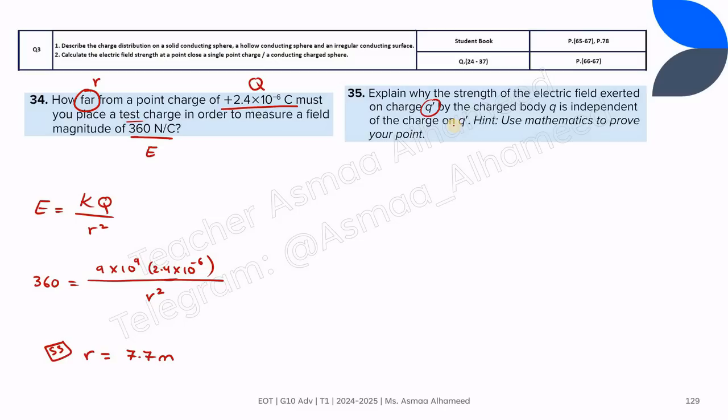Explain why the strength of the electric field exerted on a charge Q by the charged body Q is independent of the charge on Q dash. Use the mathematics to prove your point. So here we are talking about the source Q and the small test charge Q dash, and why does it not affect the other one? Because when you calculate E here, we are calculating from the source charge, which is basically Q, or we can say capital Q. But when we calculate the force that is affecting the small q, in this case, we are checking what the force is that is affecting the small charge.